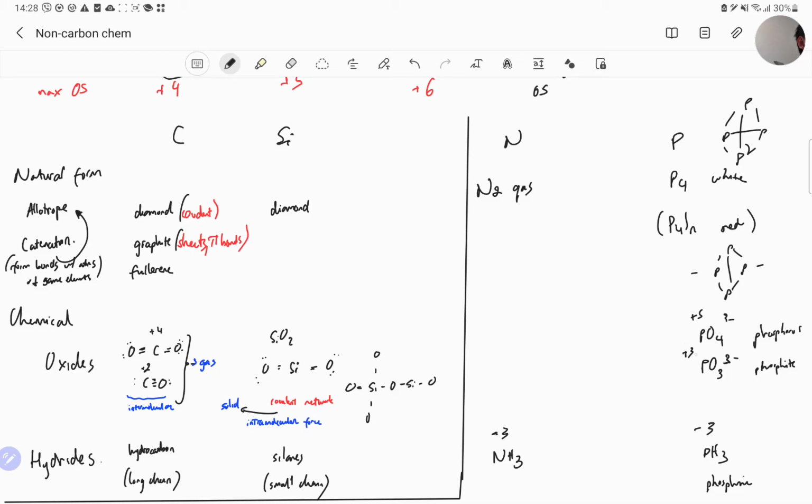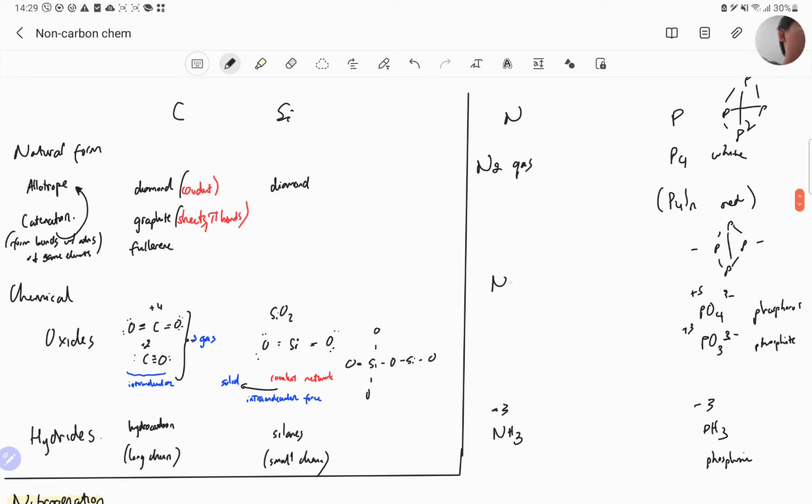Which means it lost all of its p electrons. Okay, phosphide. You've got nitrogen monoxide, nitrogen dioxide, and dinitrogen oxide. And these will be involved. Nitrous oxide, nitric oxide, and nitrogen dioxide. It's a brown gas, nitrogen dioxide.